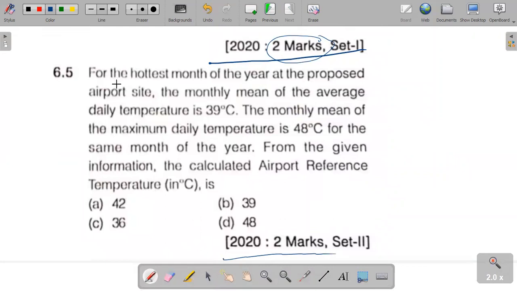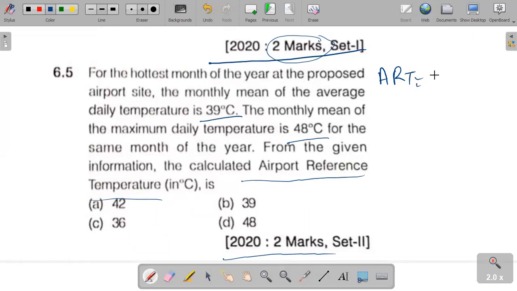And here, for the hottest month of the year, the proposed airsite has a monthly mean average daily temperature of 39 degrees Celsius, and the monthly mean of maximum daily temperature is 48 degrees Celsius for the same month of the year. So from the given information, the calculated airport reference temperature is. From the given information, you need to calculate the airport reference temperature, that is ART. We need to find ART.